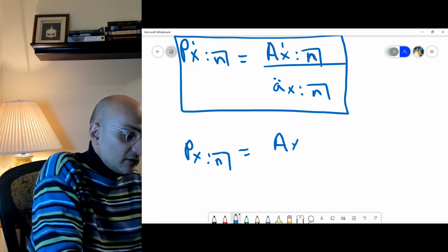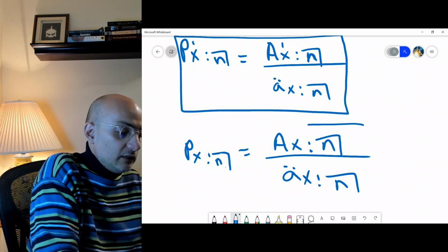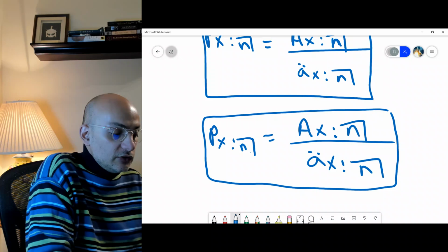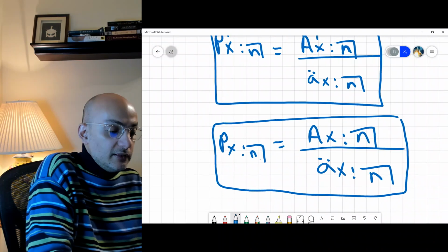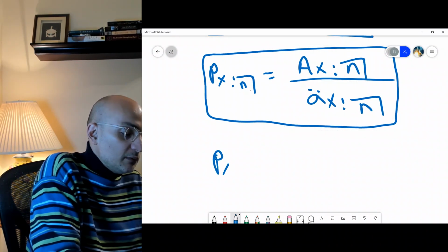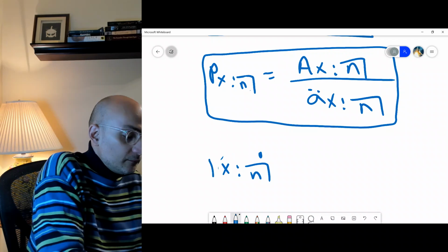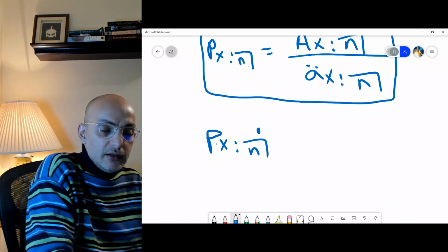We take AX n divided by the same denominator, because you still need to pay the premium over the same period. This is the endowment insurance. This is the premium for term insurance, and this is the premium for endowment insurance. The other one is the premium for a pure endowment insurance. This capital P is the premium for a life at age X, evaluated at age X, for $1 if you survive n period.